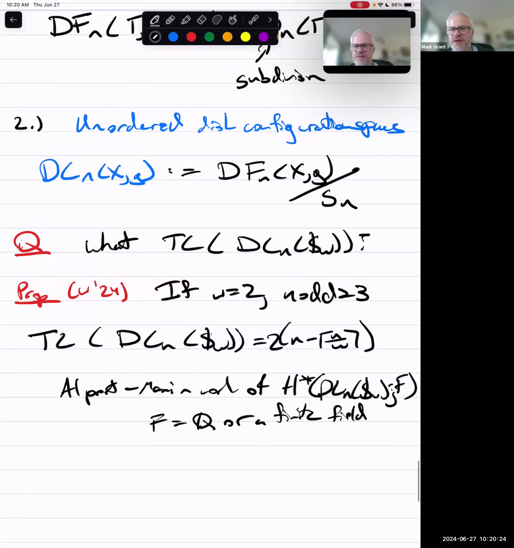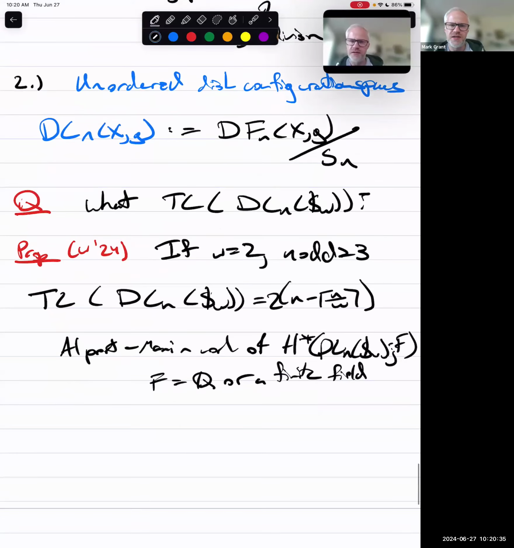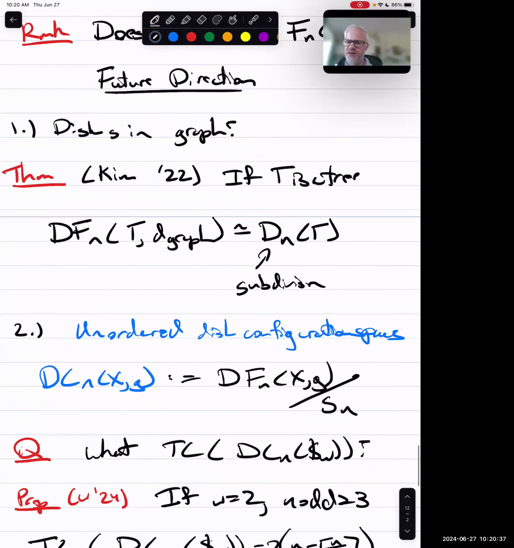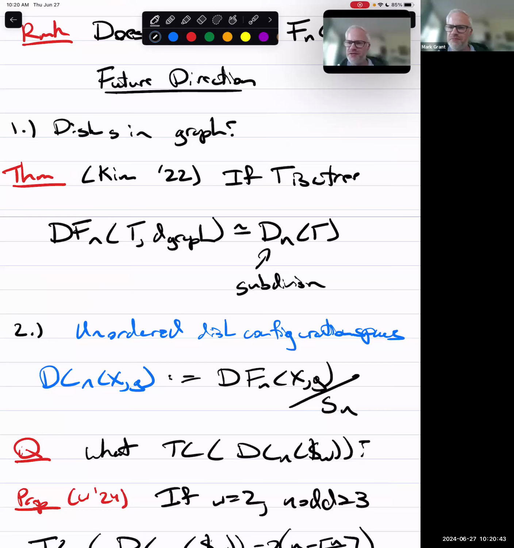Yeah, I have a comment and a question. One is that when Michael Farber was in Durham, he had a student, Kenneth Dealey, who wrote a thesis on these disk configuration spaces on graphs. I don't know if it's available online. I can't remember what was in it, but it might be something to look up. Maybe Michael could send it to you.